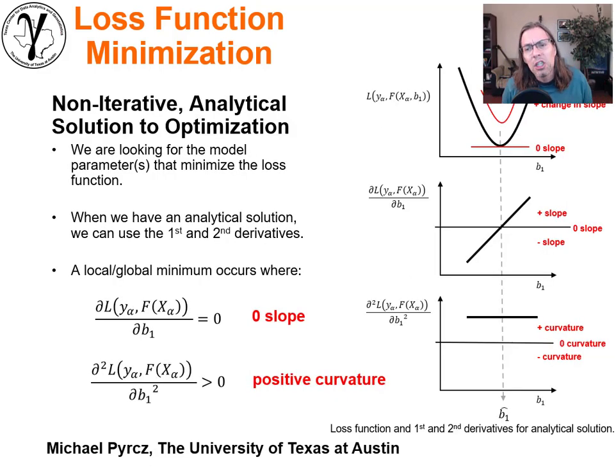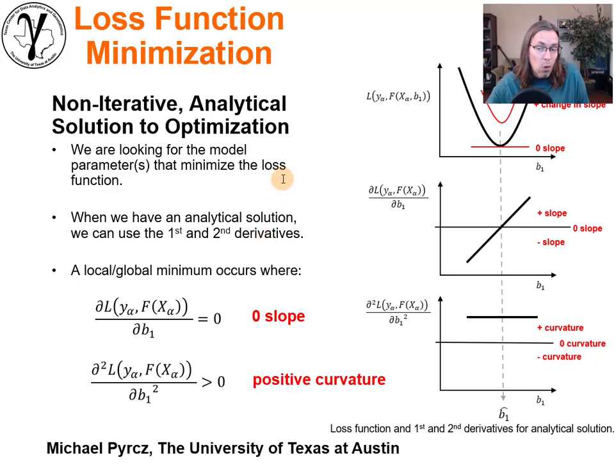Let's start out by talking about the happy case where we have access to an analytical solution for optimization. We don't have to rely on a numerical iterative scheme. This is the case of ridge regression, linear regression. It's well behaved. We can just go ahead and solve it. What we're going to do is look for model parameters that minimize this loss function. We'll optimize, but we can do it with the analytical solution based on the first and second derivatives of the loss function.